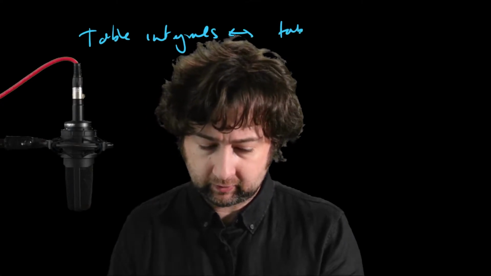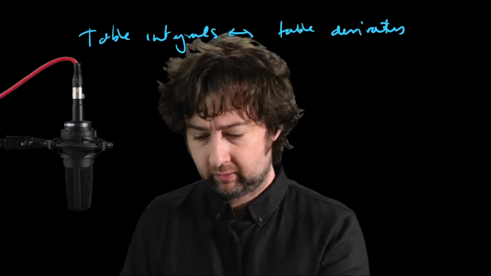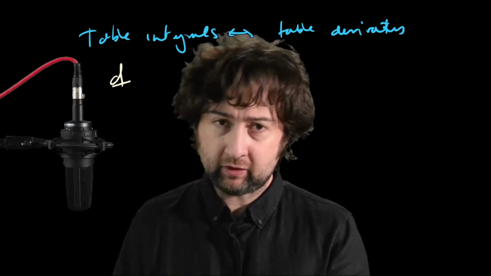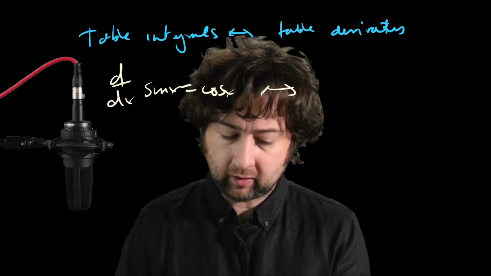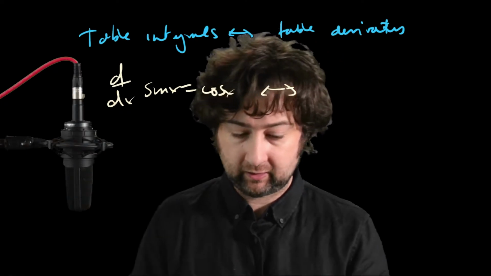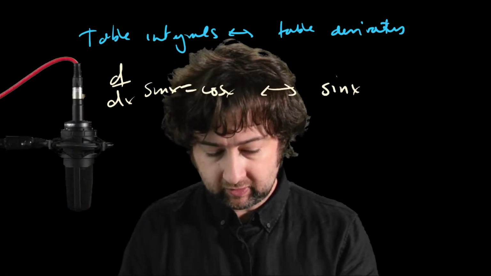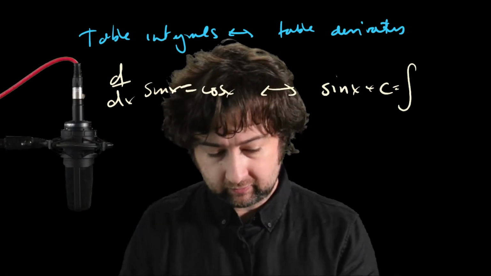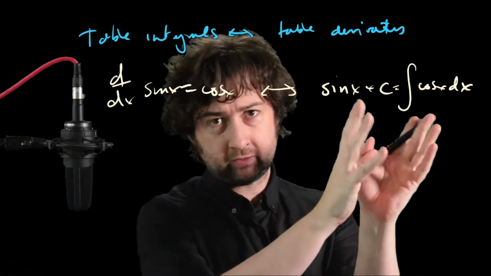So what we've learned so far are things like the table integrals. And the table integrals come from table derivatives. What do I mean by table derivatives? Well, if you know a differentiation rule, say d by dx of the sine of x is equal to the cosine of x, then automatically you get an integration rule for that. If cosine is the derivative of sine, then sine must be the antiderivative of the cosine. So if I know a differentiation rule, I can always pair it up with an integration rule.